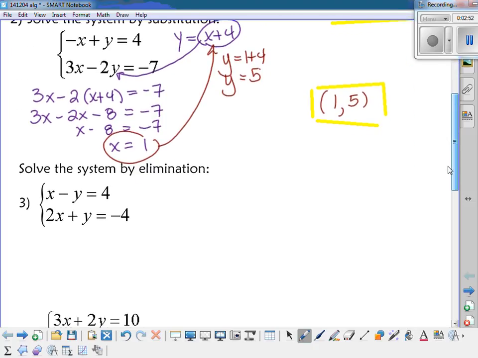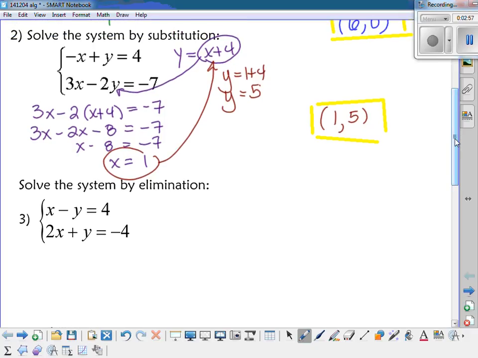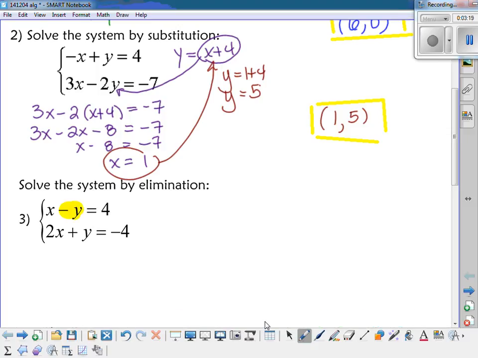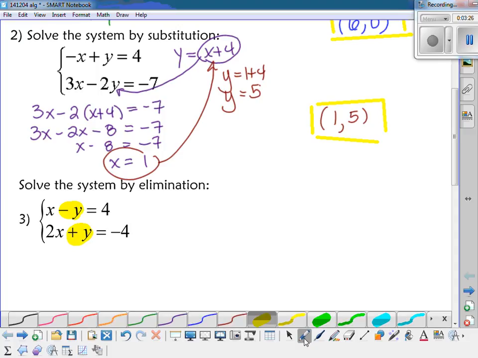Okay. All right, so for number 3, I wanted you to do that one with elimination. And so elimination is where one of the variables is going to drop out if we add them together. Anthony, is there already something that's the opposite? Yes. What are the opposites? How about that negative y and that positive y? Are those opposites? Oh, yes. So if I add them together, they're going to equal 0, right? Yes. Okay, so that's what I'm going to do.